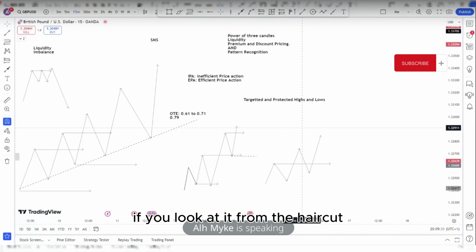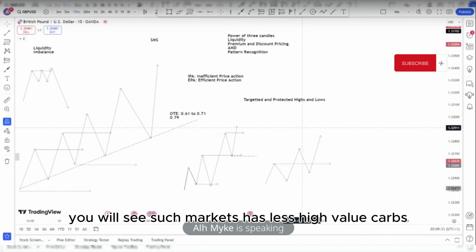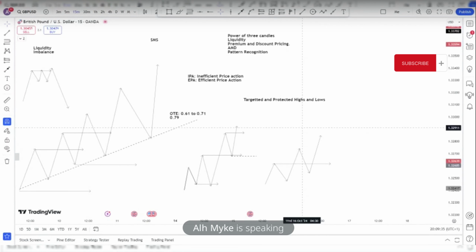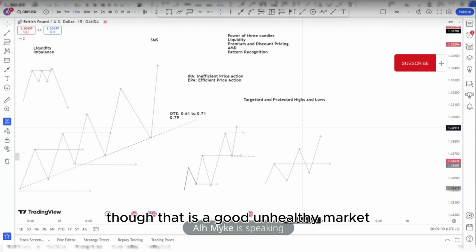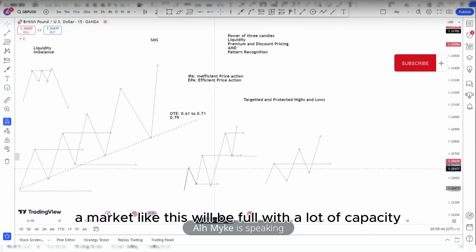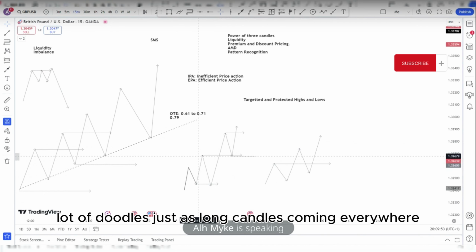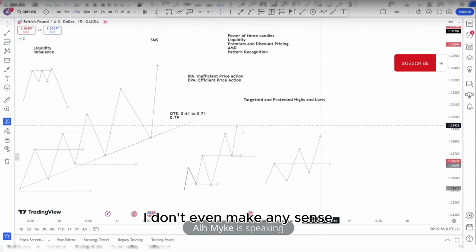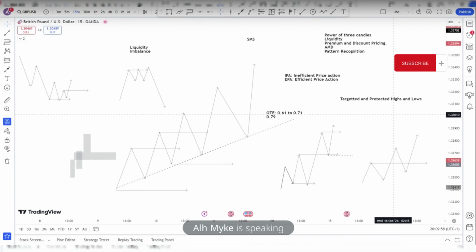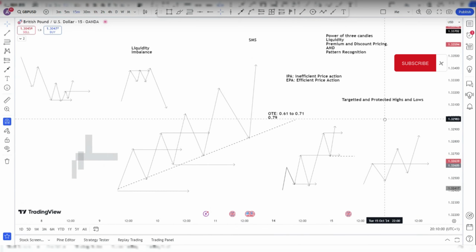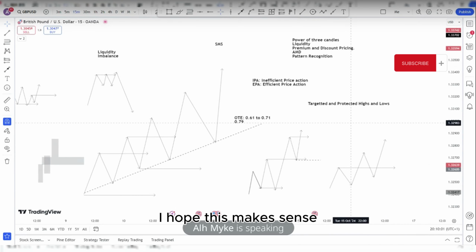If you look at it on the higher time frame, you notice such a market has fewer fair value gaps because the market is very balanced. It might seem slow, but that is a good and healthy market. A market like this would be full of volatility. You'll just be seeing spikes up and down, a lot of long candles coming everywhere. I don't know if that makes any sense. I hope this makes sense.